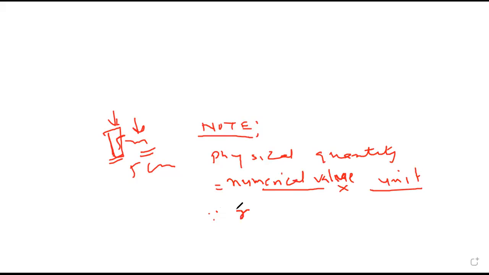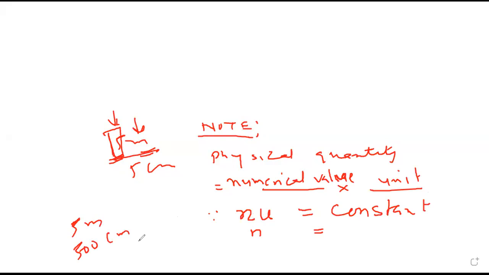So can I say numerical value into unit of a given physical quantity should be constant? For example, as I said, I'm measuring the length of a pen. My 5 meter will remain 5 only. But somebody says the unit, I will take centimeter. Then he will say the answer is 500 centimeter. So is he wrong? The one using meter said 5 meter, the one using centimeter said 500 centimeter. Who is right? Both are right, na? Both are right or one person is right?